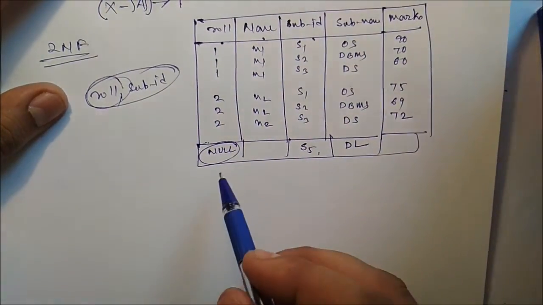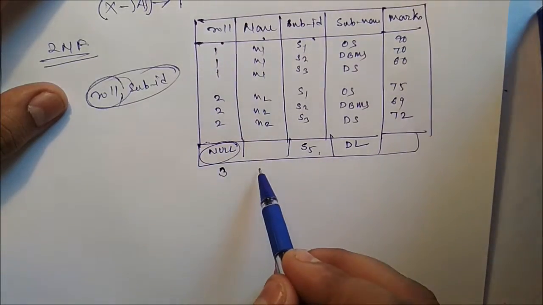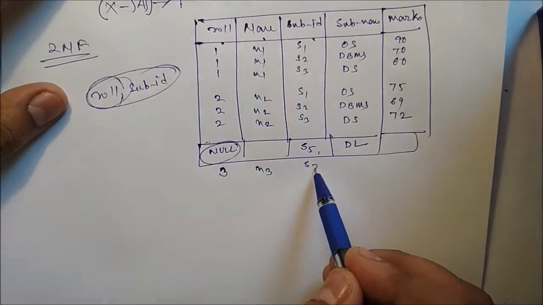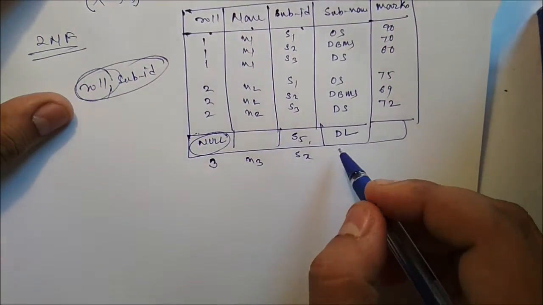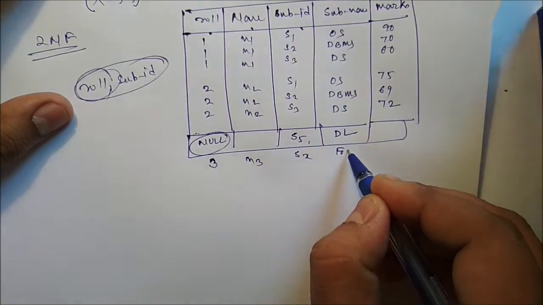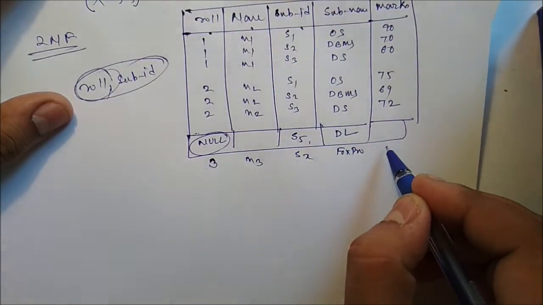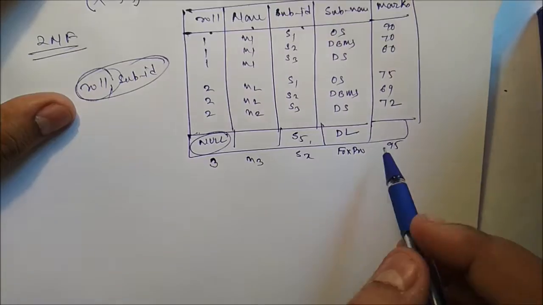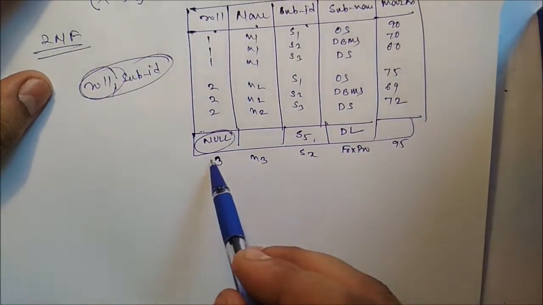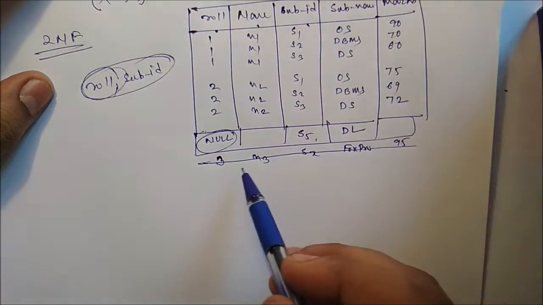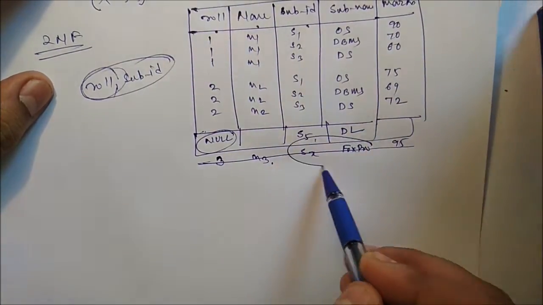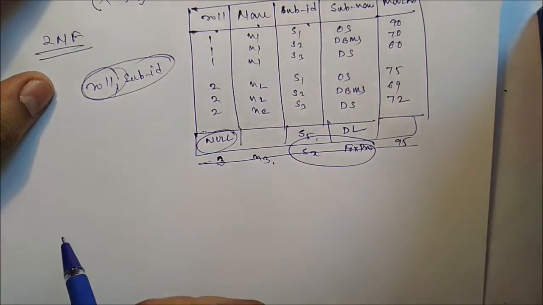Now suppose one student is there, say 3, and here the name is N3, and the subject, say SX, and the subject name, say Fox Pro. Okay, marks say 95. So suppose roll number 3 wants to leave this college, that means we have to remove this information. So removing the roll number, simultaneously we are removing the information of the subject also. That is called deletion anomalies.